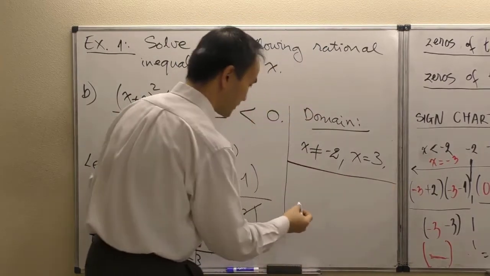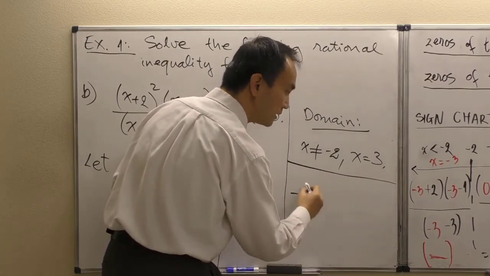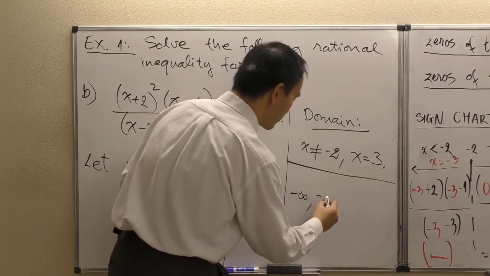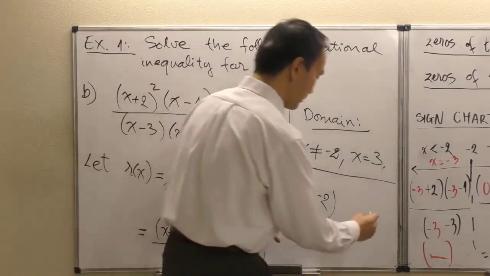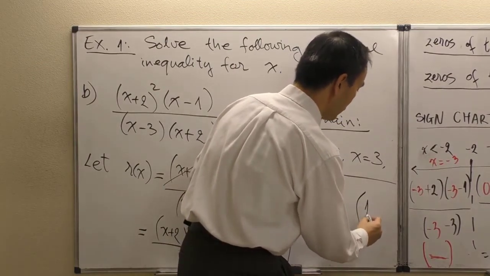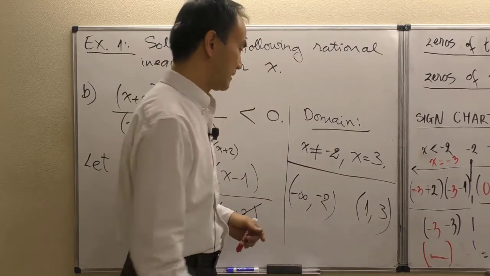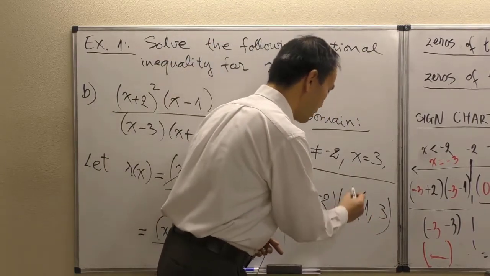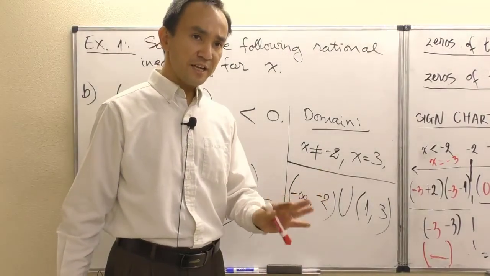So now as far as the answer, I've found two intervals. One of them is between negative infinity and negative 2, and then I have another one between 1 and 3. And then there's a union between them for now. All right, and then let's carefully check.